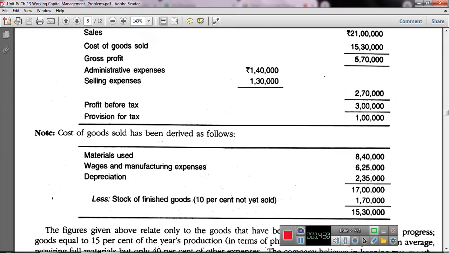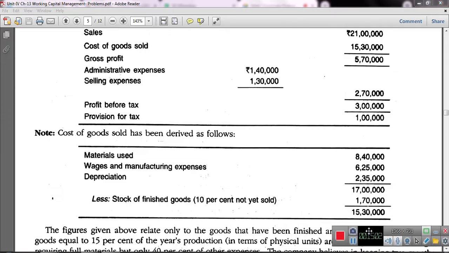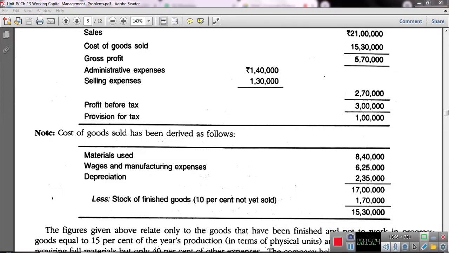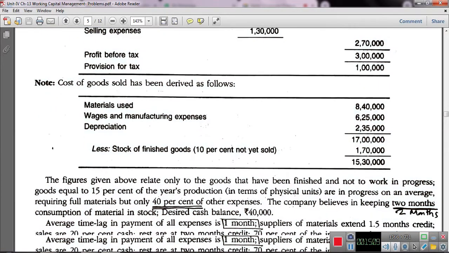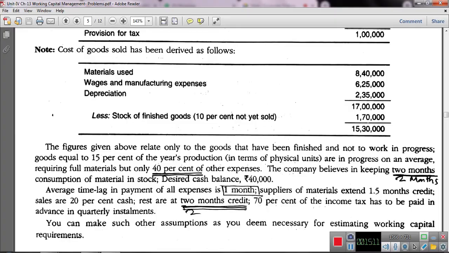Provided you have understood properly trading account, profit and loss account, balance sheet in semester 1, there is nothing much to understand here. Though I explained all the components, this is just a problem; the solution I have not yet started explaining. Then additional information is given here. The figures given above relate only to the goods that have been finished, meaning finished products, and not to work in progress. You need to understand these sentences.